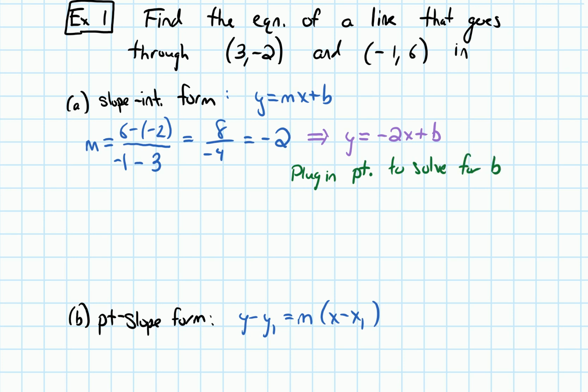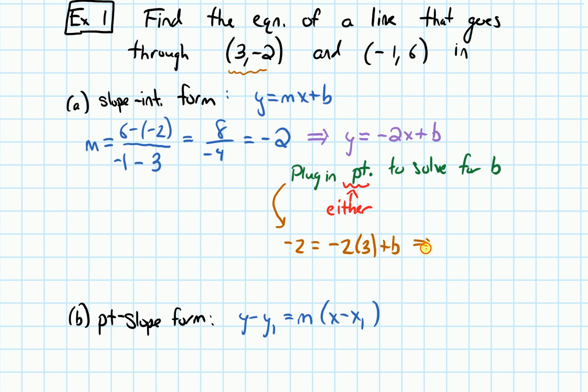And when we plug in a point, we can plug in either of the 2 points that we have. So if we go ahead and plug in this first point, I'll get the same answer either way, even if I plugged in this second point. So y is negative 2, and that equals negative 2 times x, which is 3, plus b.